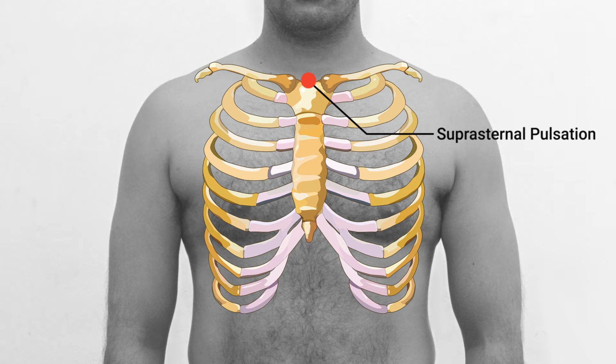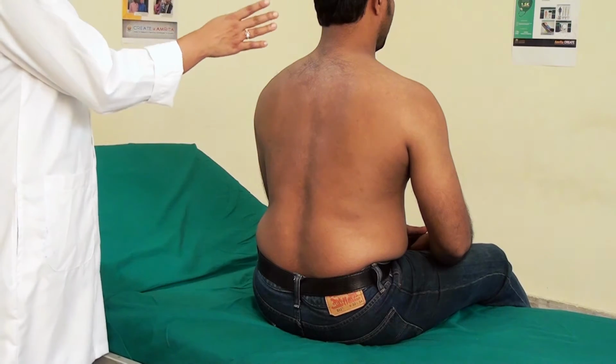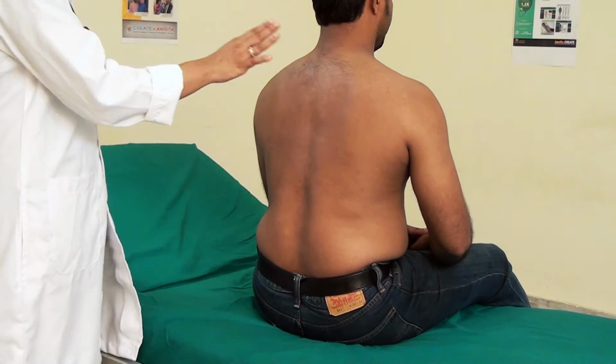Look for suprasternal, root of the neck, and epigastric, just below the xiphisternum, pulsations also. Check for other pulsations over the chest wall. Finally, check for any abnormalities on the back such as spinal deformity.